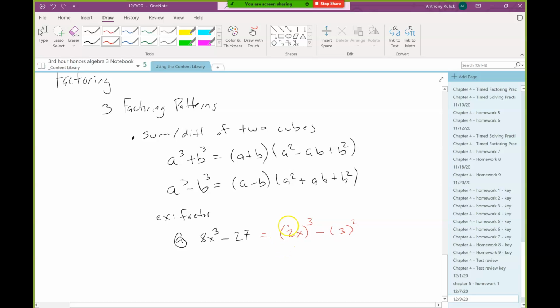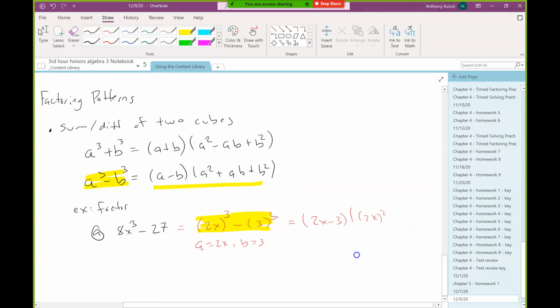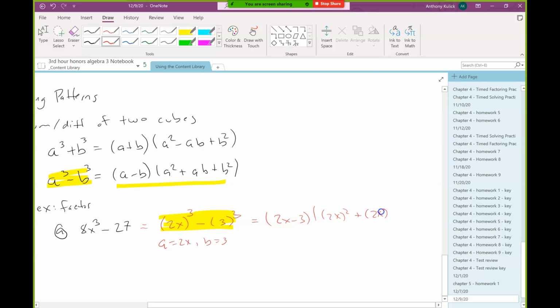So looking at my factoring pattern here, I have something that looks exactly like that. In this case, my A would be 2x, and my B is 3, right? So to factor this, all I need to do is plug in my values for A and B into the other side. So I have 2x minus 3 times 2x squared plus 2x times 3 plus 3 squared.